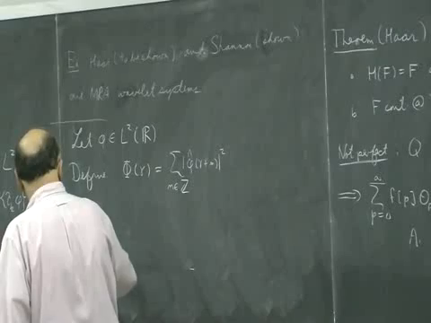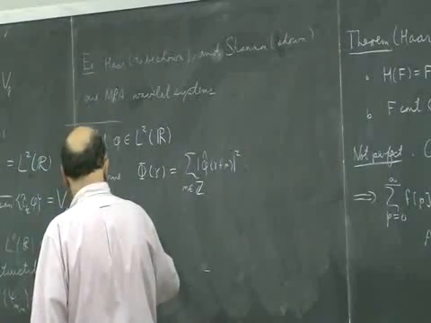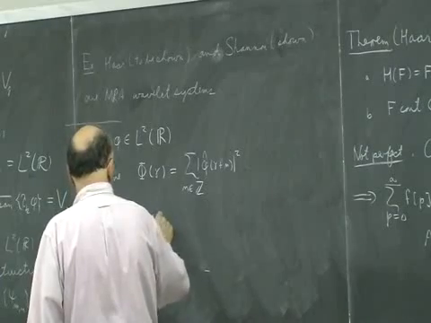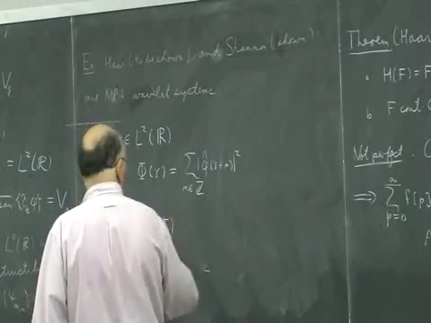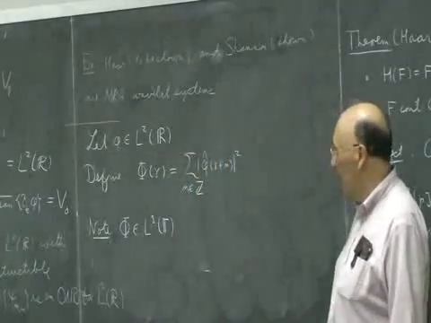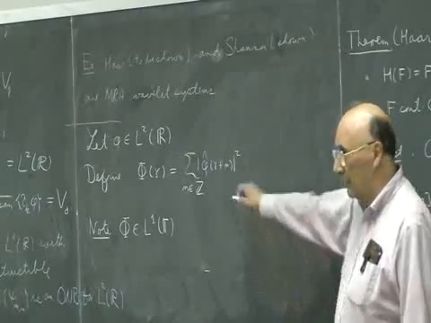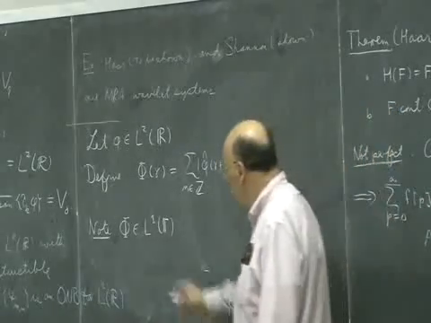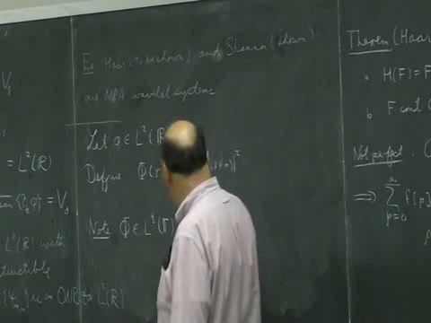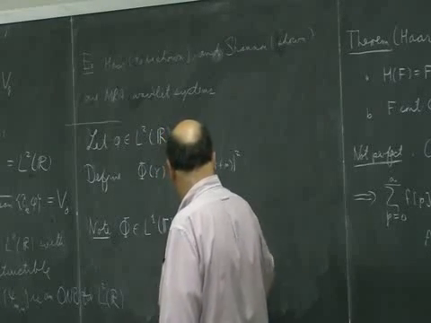Note, Phi belongs to L1 of the torus. And a lot of things I'm going to say for the rest of the night are true in R^d, but I'll just state it for R. Phi belongs in L1 of the torus by Beppo Levi.